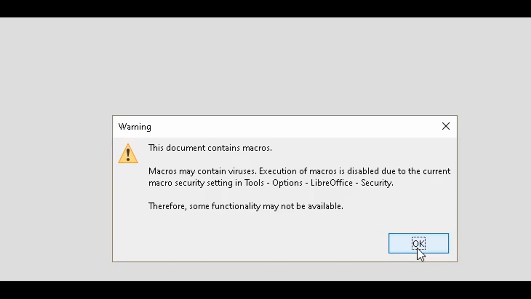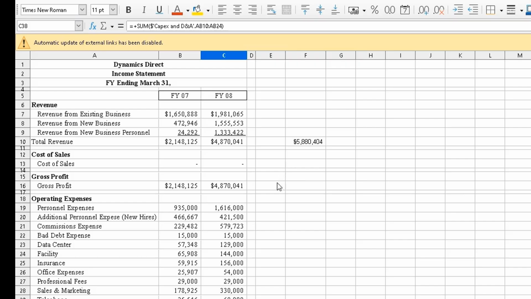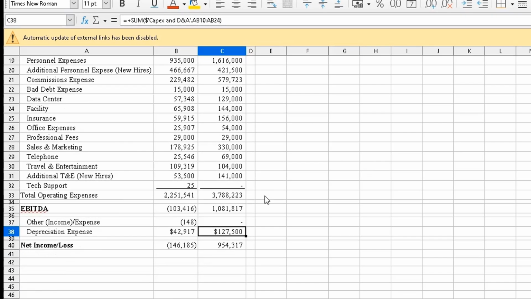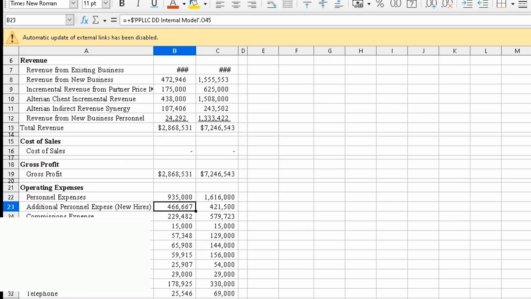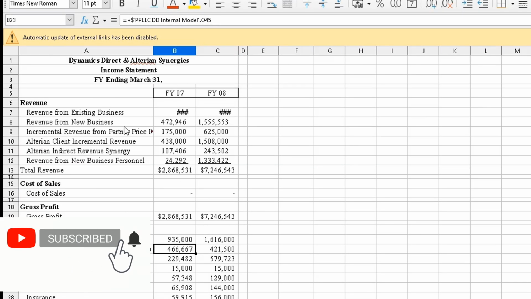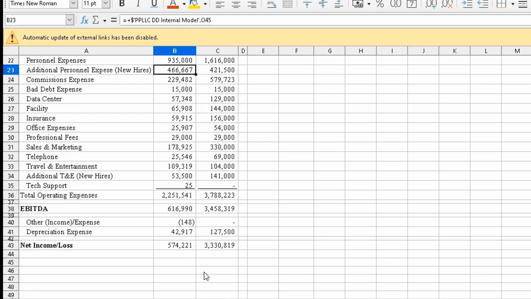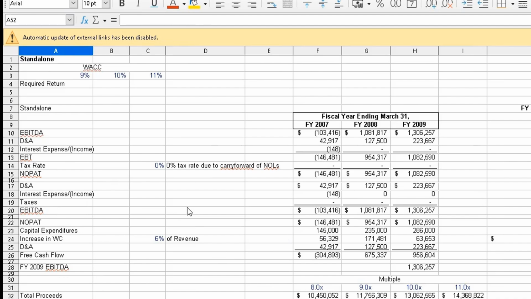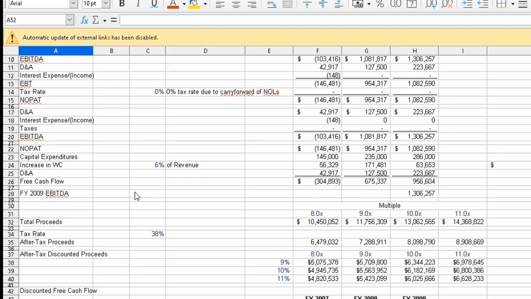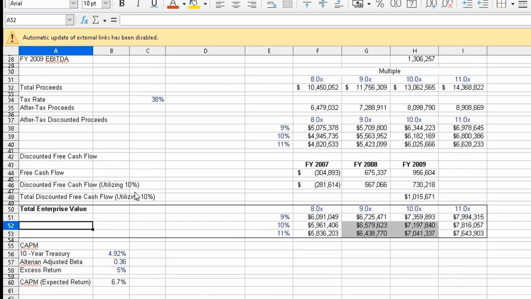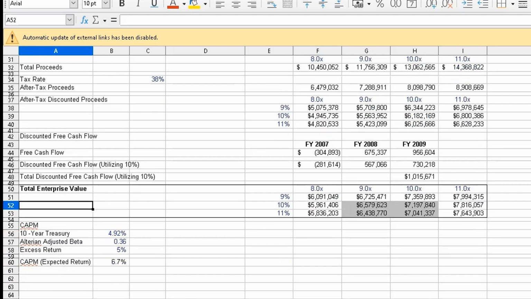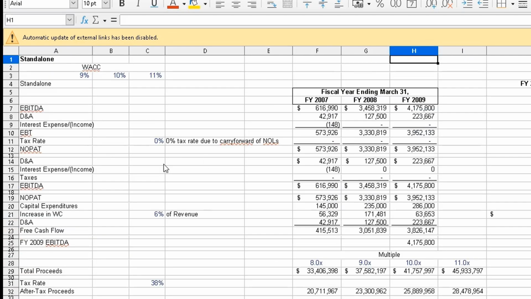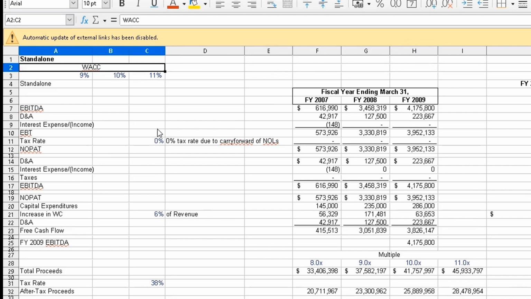Yeah, so I had built-in macros. And then here, summary with synergies. So this was an M&A model. And then standalone DCF. You can see here the CAPM. Synergy, so this was the M&A model.